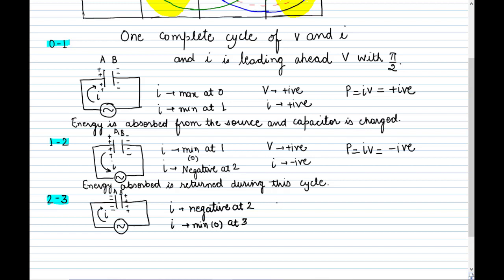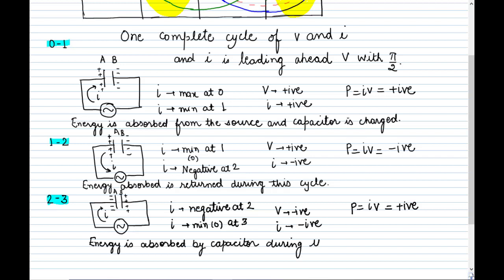Plate B is positive and now A gets negative charge because the current is negative. So the plate A will have negative charge. As you can see in the third cycle, V is negative and I is also negative. So our power, negative into negative, will always be positive. So P is equal to IV is positive. That means the energy is absorbed by the capacitor during this cycle, because the source is giving the energy and the energy is given to the capacitor.